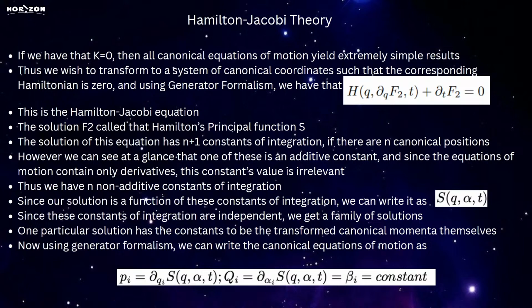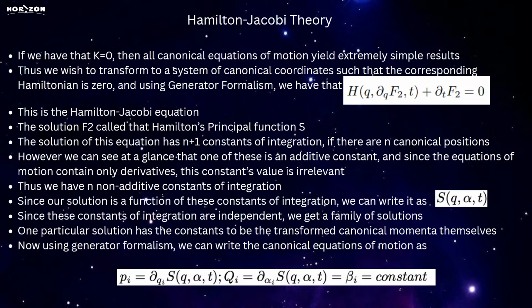Then obviously from our canonical equations, we get that both Q and P are conserved. But how do we do this? The answer is a canonical transformation. Let us use our generator formalism and construct a canonical transformation such that the new Hamiltonian is 0. Thus, we have this equation: H(q, ∂F2/∂q, t) + ∂F2/∂t = 0. This is called the Hamilton-Jacobi equation. The solution of this equation in F2 is called Hamilton's principal function S.